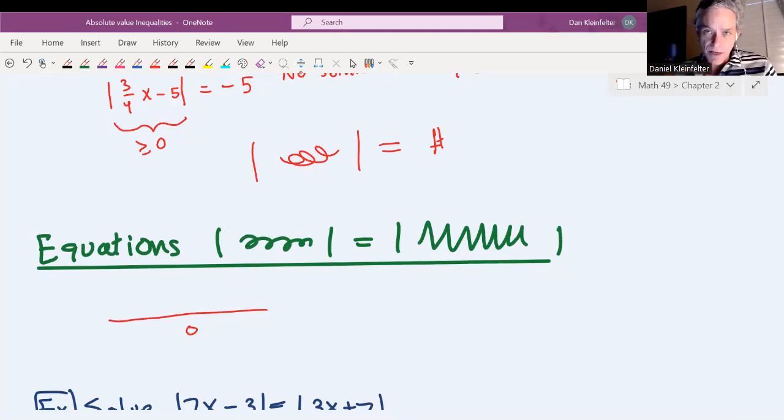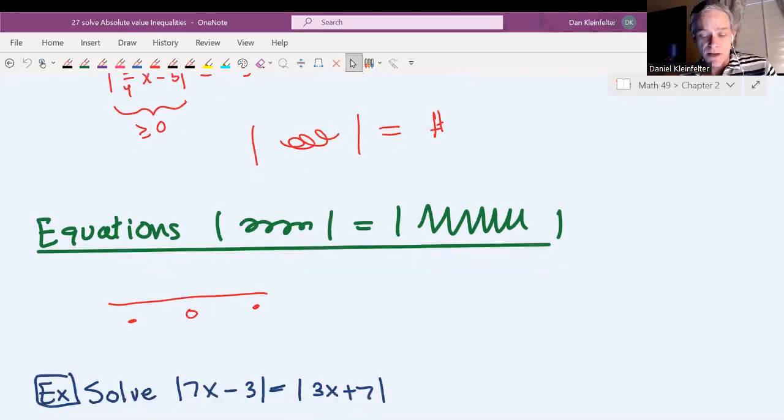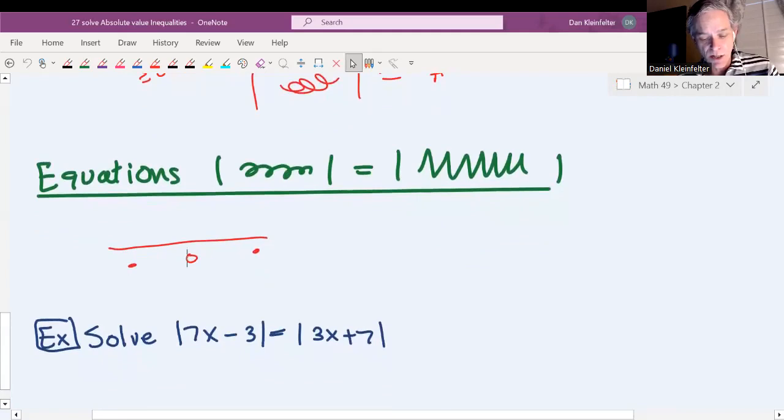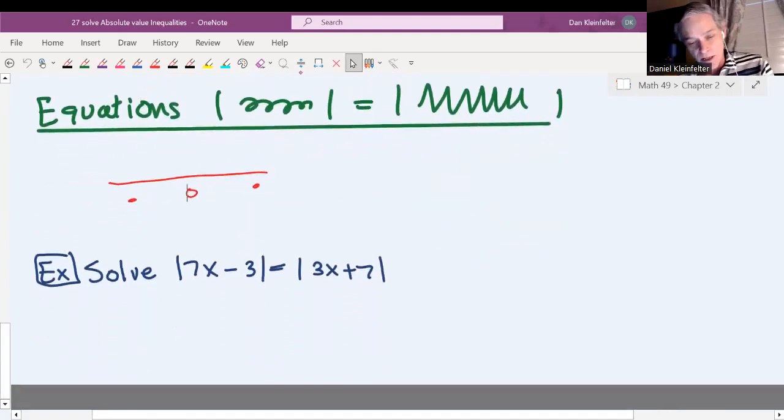So if they're equally distant from 0, they could be in the same place, that is, equal to each other, or it may be that they're equally distant from 0 but on opposite sides, that is, they're opposite. So maybe 12 and -12, or 5 and -5. So if they're the same distance from 0, because their absolute value is the same, they could be the same, or they could be opposites of one another. So this is going to, again, lead us to two possible equations.